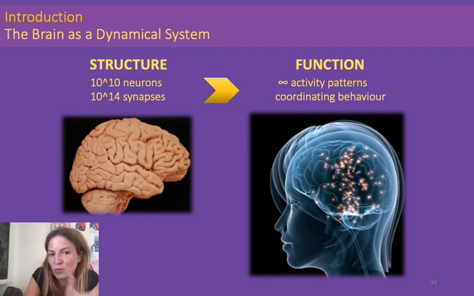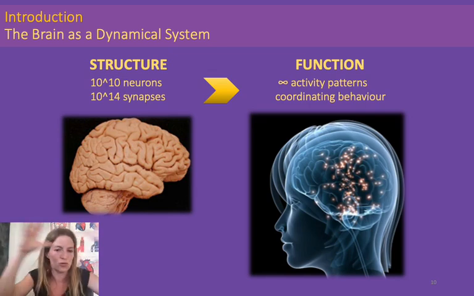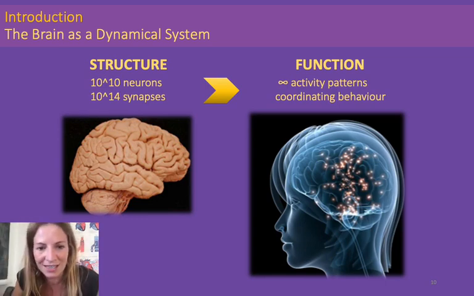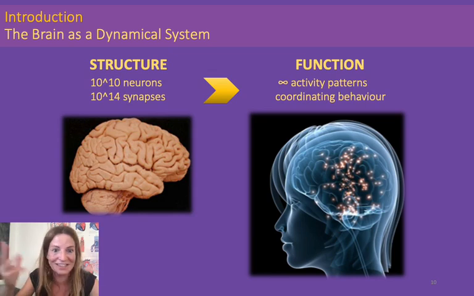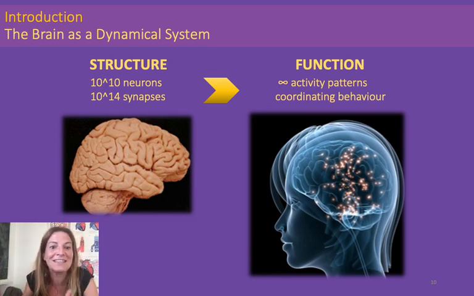So now, why can we look at the brain as a dynamical system? Well, because we all agree that there's a structure that's composed of its units, the neurons, but also you can argue there are other elements: the glia, astrocytes, ions, fluids. But overall, this structure has activity patterns, and this nearly infinite number of activity patterns that our brain can exhibit seems to be coordinating behavior.